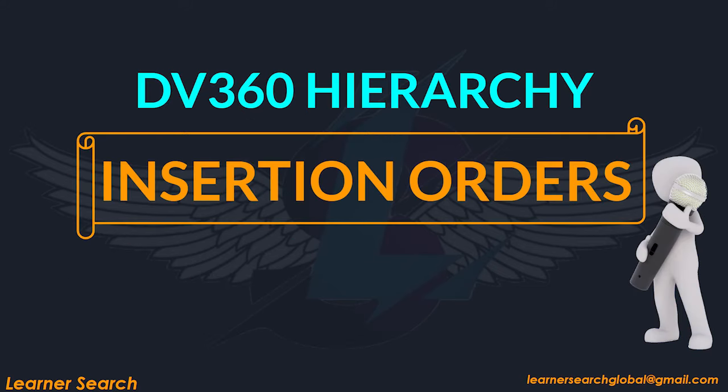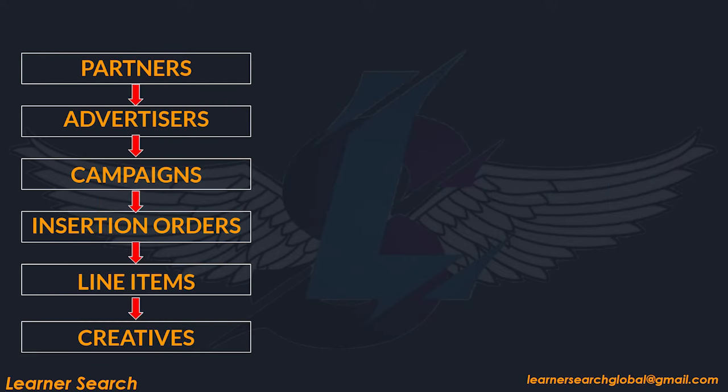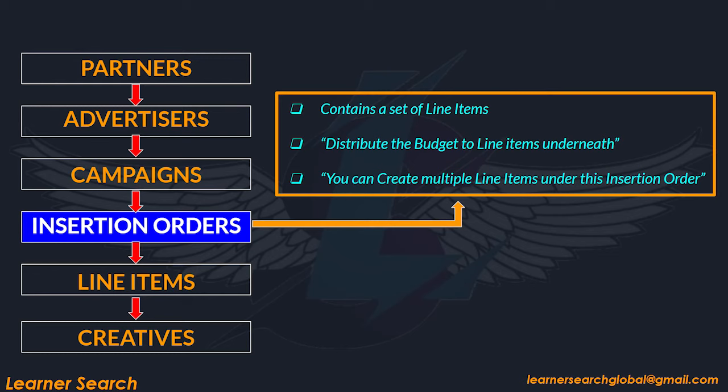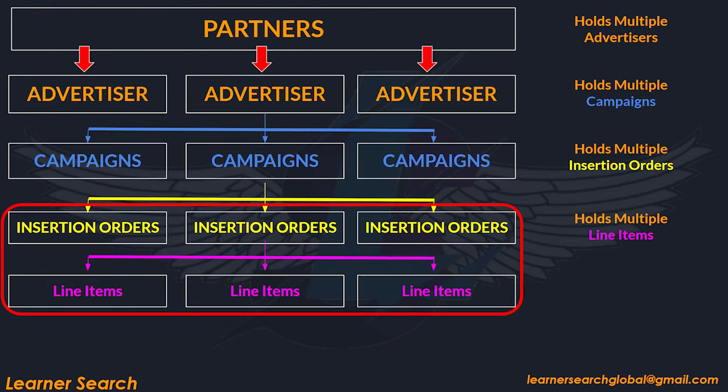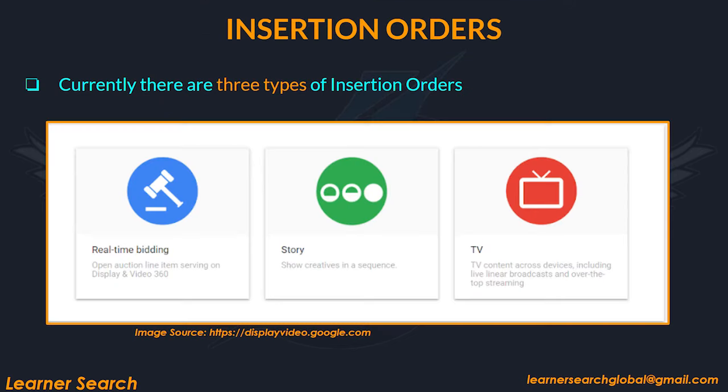Insertion orders are IOs. In DV360, campaigns hold IOs and each IO contains a set of line items. The IO level is used to distribute the budget to the line items underneath. You can create multiple line items under a single insertion order. Currently, there are 3 types of insertion orders: real-time bidding, story, and TV.